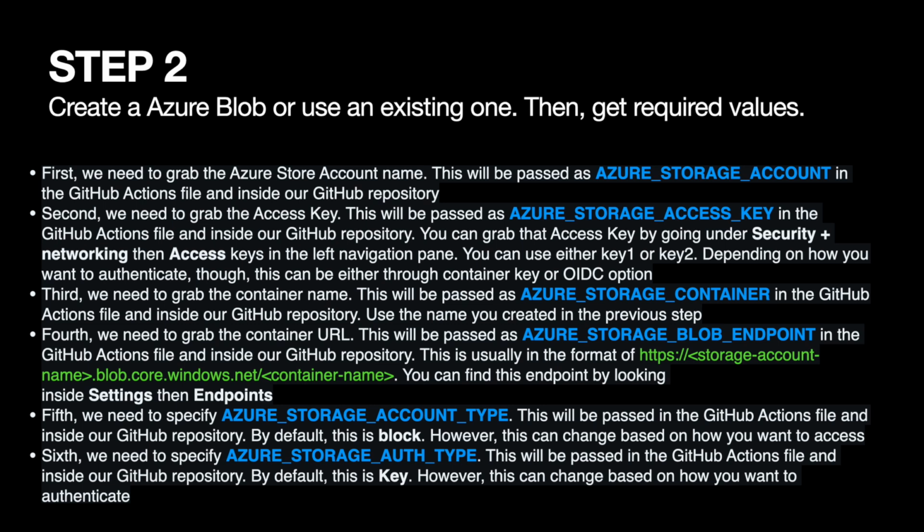This will pass as Azure_storage under account. It can be a different name, but just make sure that whatever you put there matches in your GitHub Actions as well. Second, we need to grab the access key.